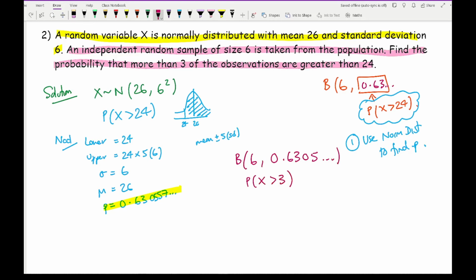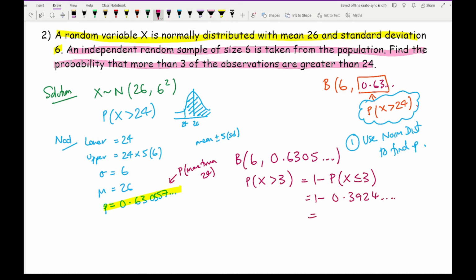So from this, let me just note that this is the probability of getting more than 24. Working this out, that's going to be equal to 1 minus the probability that x is less than or equal to 3. If I type that into my calculator, I've got x is 3, enter those values in, and I get 1 minus 0.3924, and then it carries on.